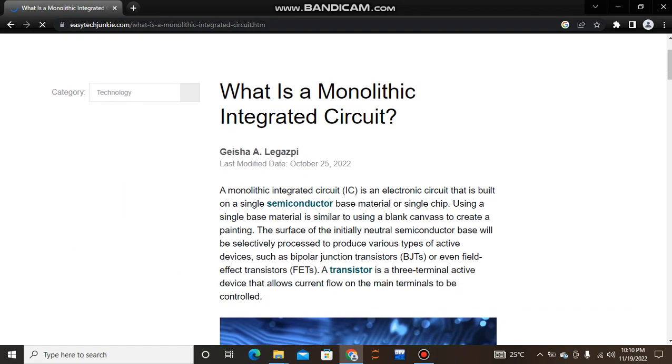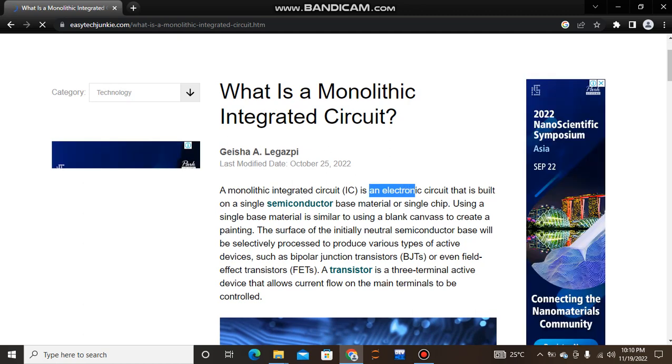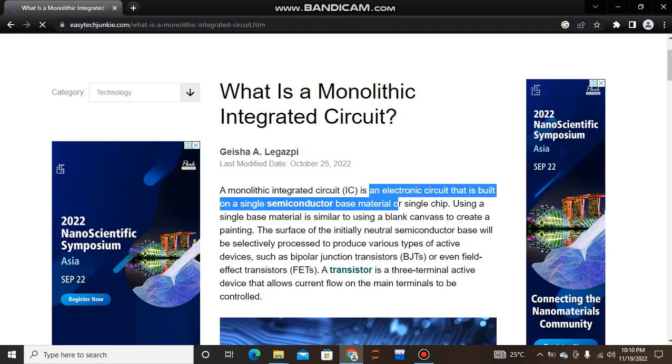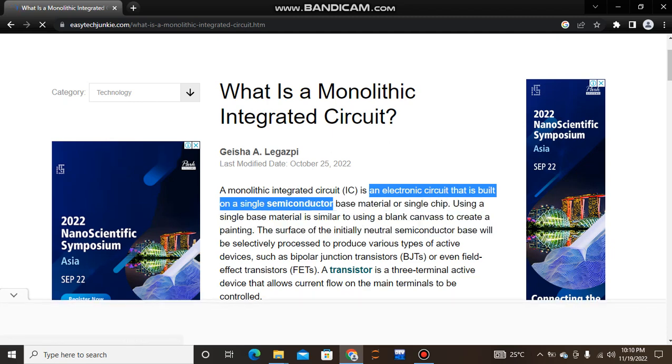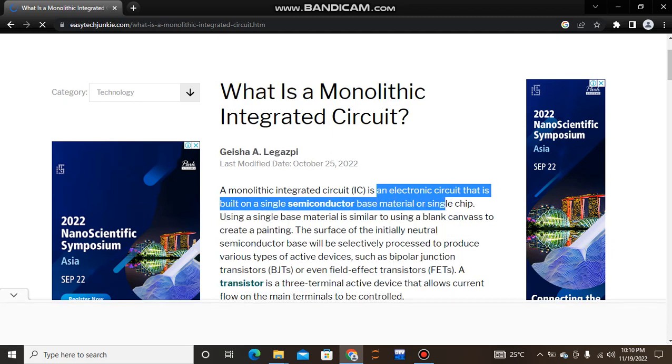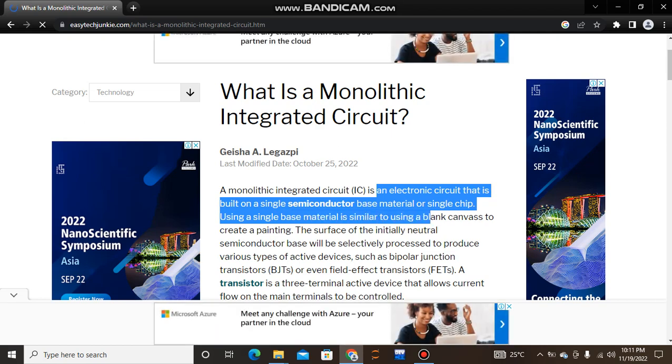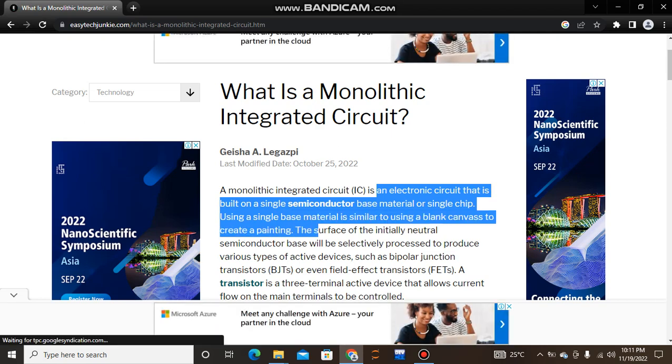I'll also open www.easytechjunkie.com. They have published that a monolithic integrated circuit is an electronic circuit that is built on a single semiconductor-based material or a single chip. Using a single base material is similar to using a blank canvas to create a painting.